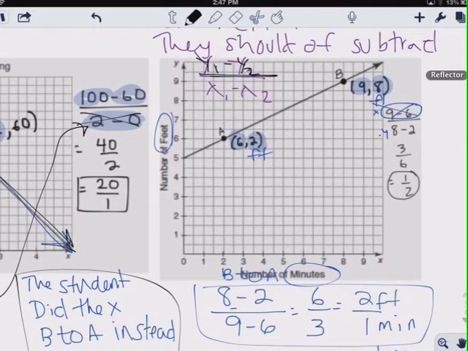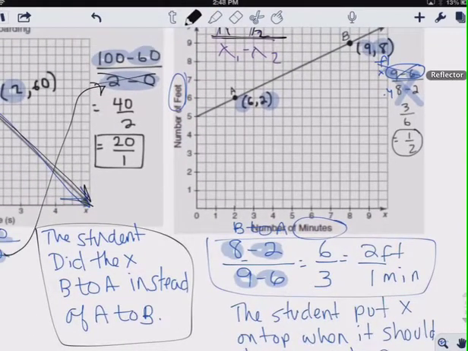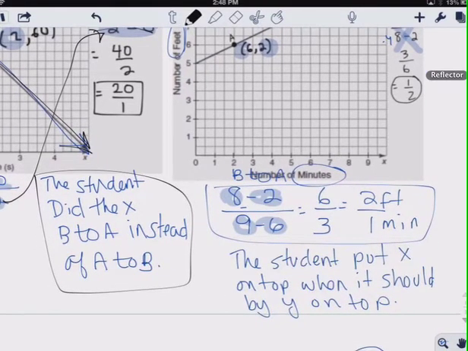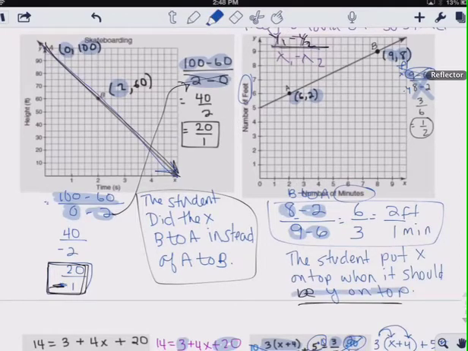Here, the student did the x first. The student did the 9 to 6, which is wrong. They should have done 8 to 2, and then 9 to 6. That's correct. Okay, they should have done that. This is incorrect. Now it doesn't matter if you do A to B or B to A. If you did A to B, you should have got a negative 6 and a negative 3, which reduced to 2 to 1 positive. So the student put x on top when the y should go on top, not the x.